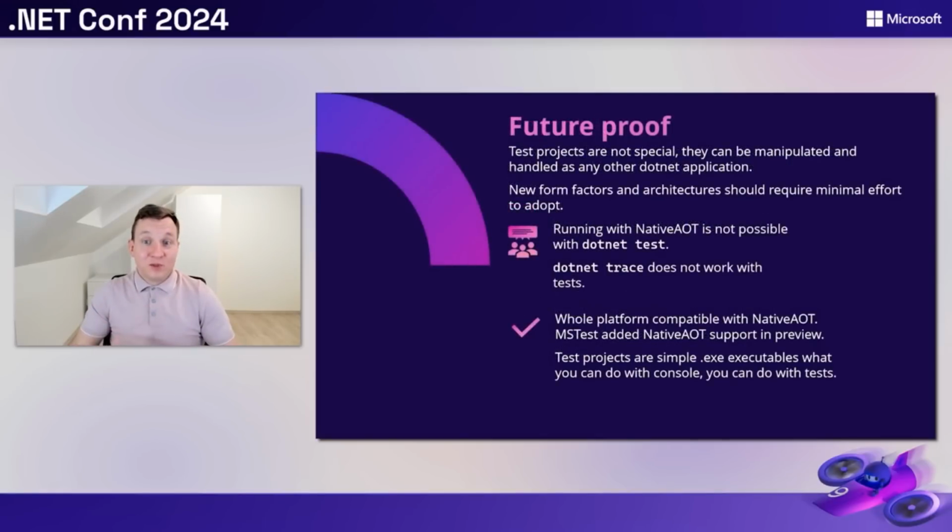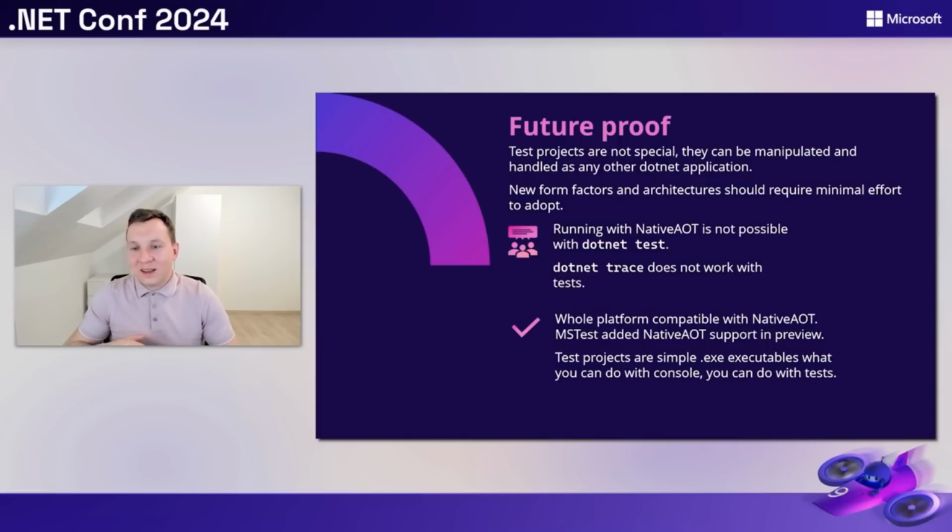We want our platform to be future-proof. Because we saw a lot of those amazing improvements in .NET, we want test projects to not be special in the ecosystem anymore. We want them to be easily manipulated, like if you would be manipulating a console application. And that way, new form factors and new architectures should require minimal effort to adopt, both on our side, so we don't have to do a lot of work, and on your side, so you can very easily start dogfooding new things. You can use them as soon as they are available, and you can also test them as soon as they are available.